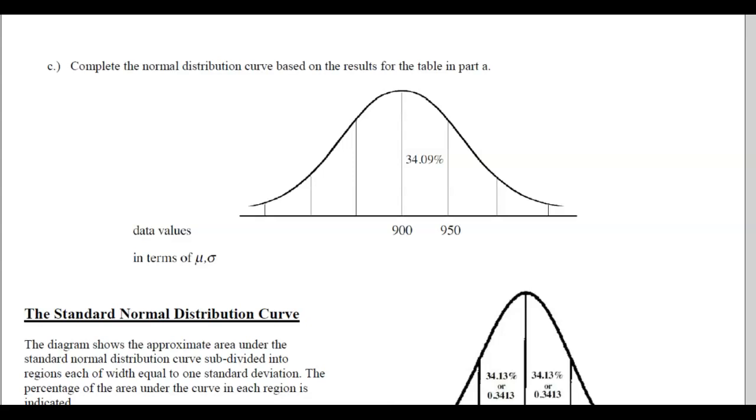So it says complete the normal distribution curve based on the results for the table in part A. So from that data, look at the horizontal axis. We don't have a vertical. For a histogram, yeah, we do, but for a bell curve, we're not. It's going to be a percentage. Just show the horizontal axis. So scale markings here. There's your mean, and we're going to go up by 50s, which is the standard deviation. So 950, this would be 1,000, this would be 1,050. This would be 850, this would be 800, this would be 750.